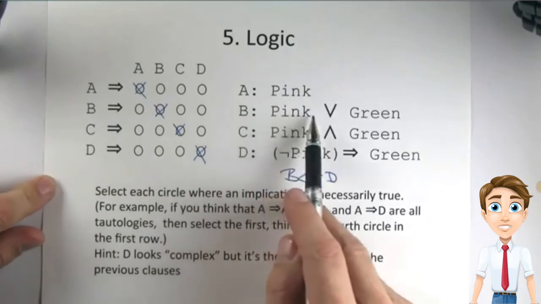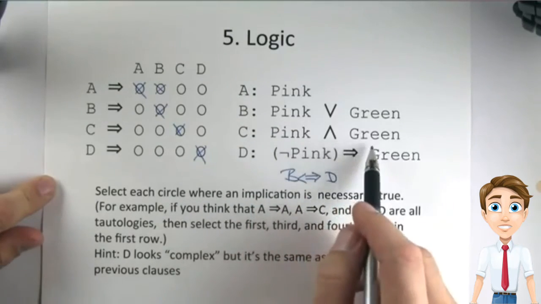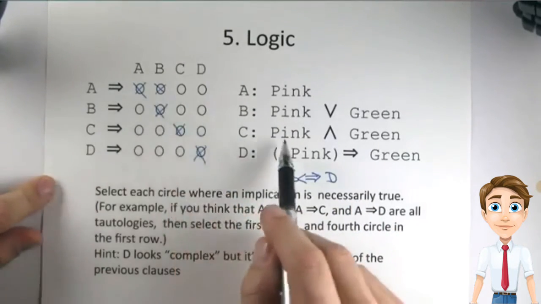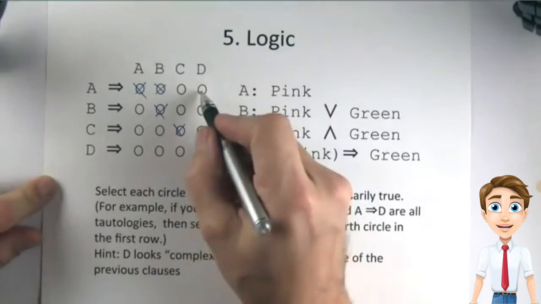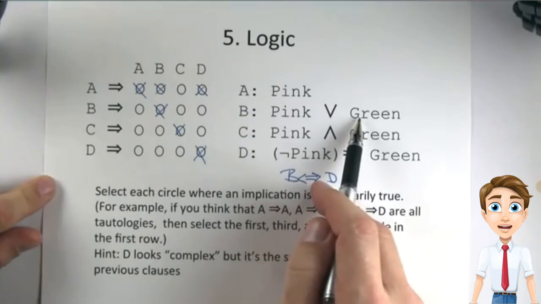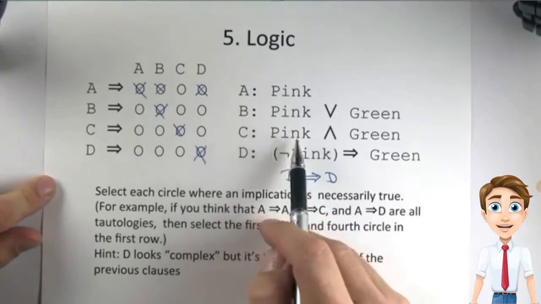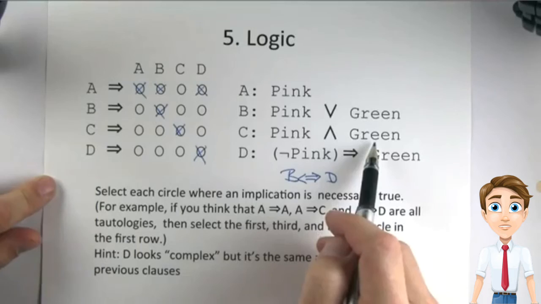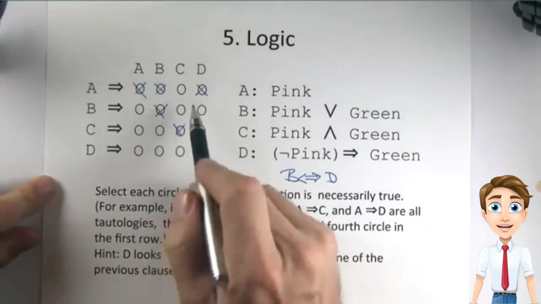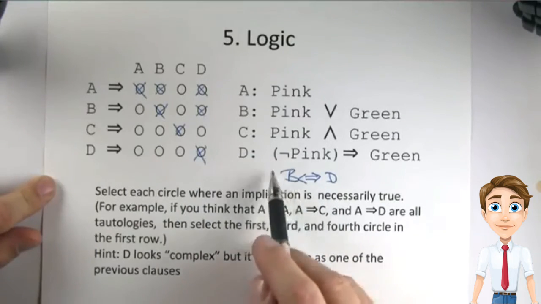Pink clearly implies that pink or green is true. It doesn't imply that pink and green is true, so C is not open. But because B is equivalent to D, we also check over here. Pink or green doesn't imply pink, because green might be true. And doesn't imply pink and green, because green might be false. But it does imply D, because D is exactly the same as B.